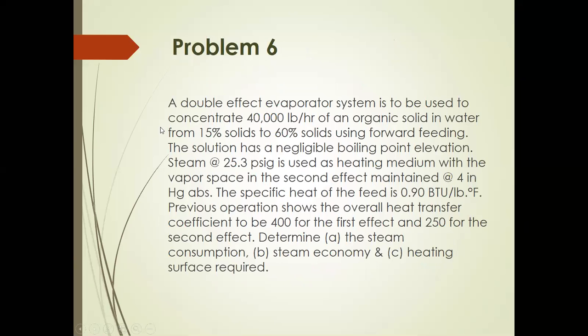Okay, a double effect evaporation system is to be used to concentrate 40,000 pounds per hour of an organic solid in water from 15% solids to 60% solids using forward feeding. The solution has a negligible boiling point elevation, so no BPR. Steam at 25.3 psig is used as heating medium with the vapor space in the second effect maintained at 4-inch mercury absolute. The specific heat of the feed is 0.90 BTU per pound degree Fahrenheit.